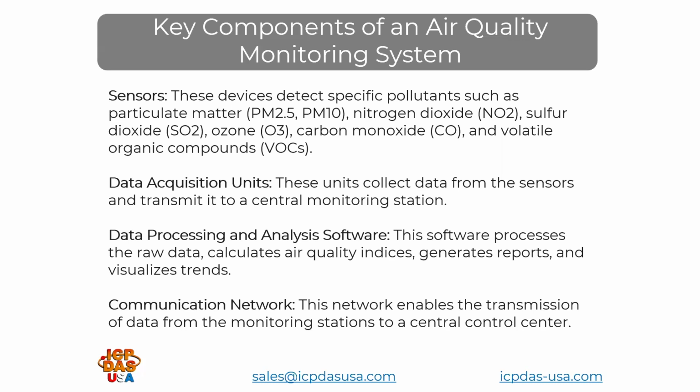Data acquisition units, known as DAUs, collect data from these sensors and transmit it to a central monitoring station, where data processing and analysis software processes this information to calculate air quality indexes, AQIs. They generate reports, visualize trends, and predict future air quality conditions. Finally, communication networks enable data transmission from the monitoring stations to a central control center for analysis and informed decision making. Together, these components work to provide a comprehensive and accurate picture of air quality and manage the environment effectively.